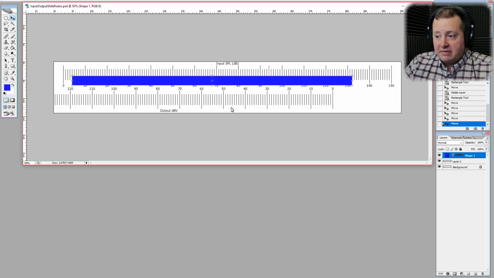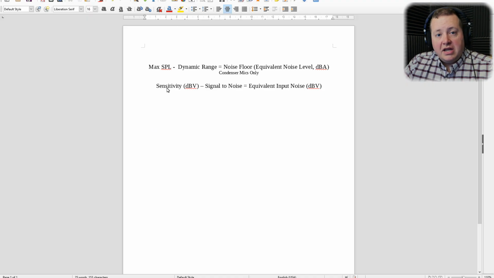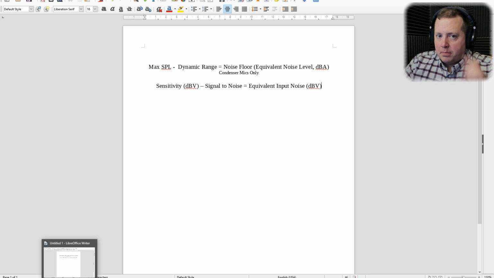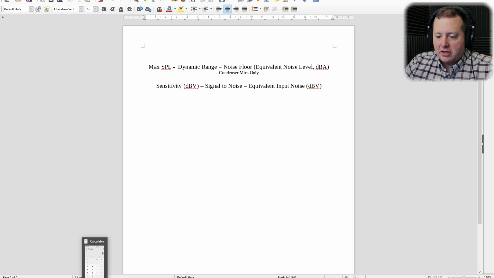So that number right there is basically, if you look at our calculations now, whoops, let's go right here. Sensitivity, negative 29, minus something equals the equivalent input noise of negative 119. So that obviously is 90. And just so you're aware, let's just confirm our calculations. 90 plus our self noise of 4 dB is going to create 94 decibels. That's another way to look at it.